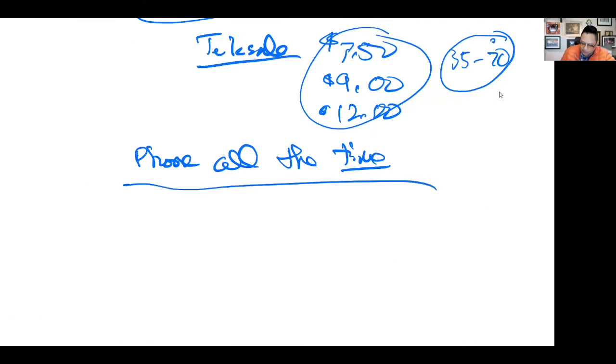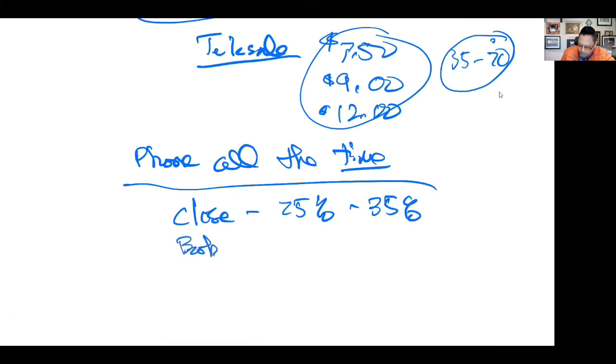But realistically, our close rates are about 25% to 35% roughly on the first appointment, if you can do a first appointment. When you have to book an appointment, the show rates are running about 50%, so half show up.